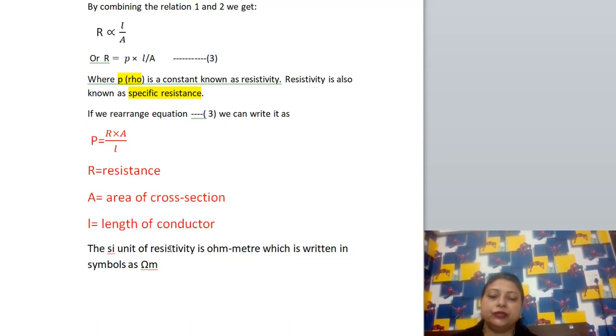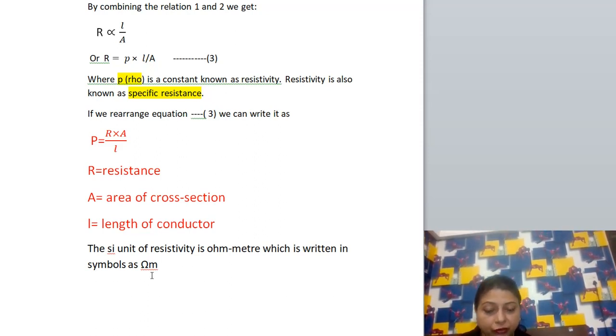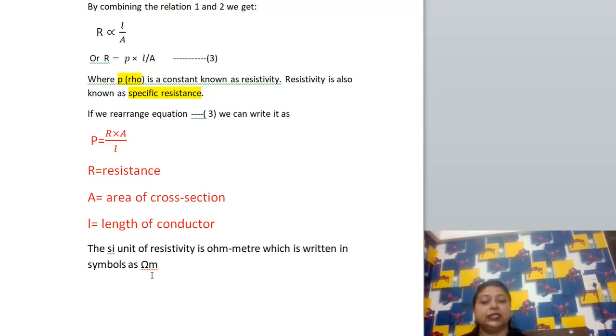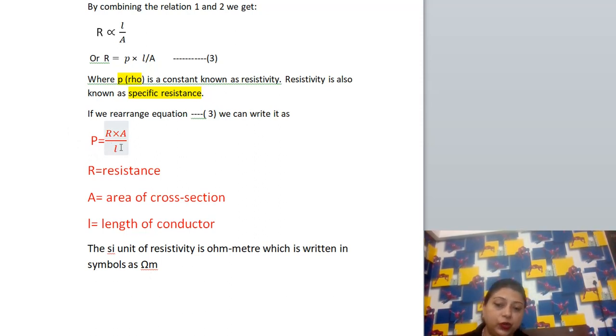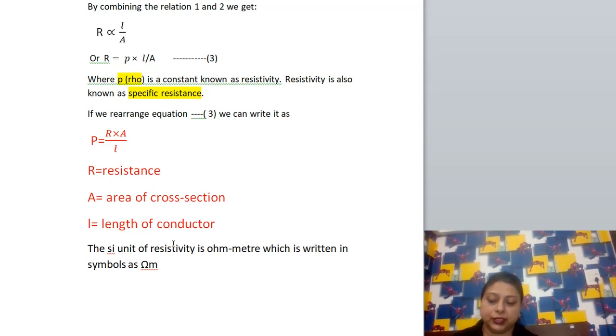The SI unit of resistivity is ohm meter, written with the symbol for ohm and meter. So don't confuse resistance and resistivity. The resistance unit is only ohm. In the last video I explained about resistance, and here this is resistivity, whose unit is ohm meter, and resistivity equals R into A upon L. Now we will solve the numerical.